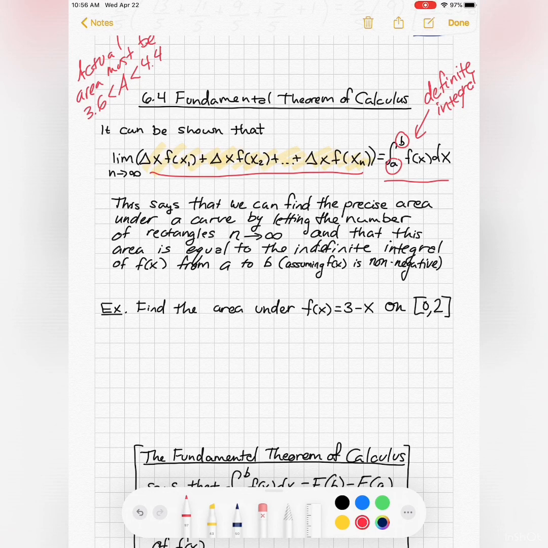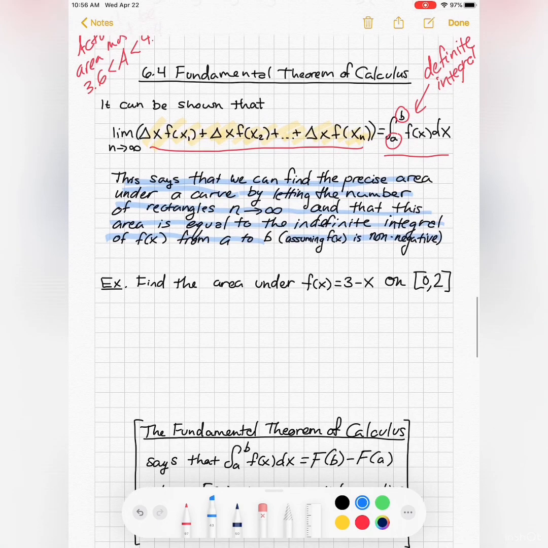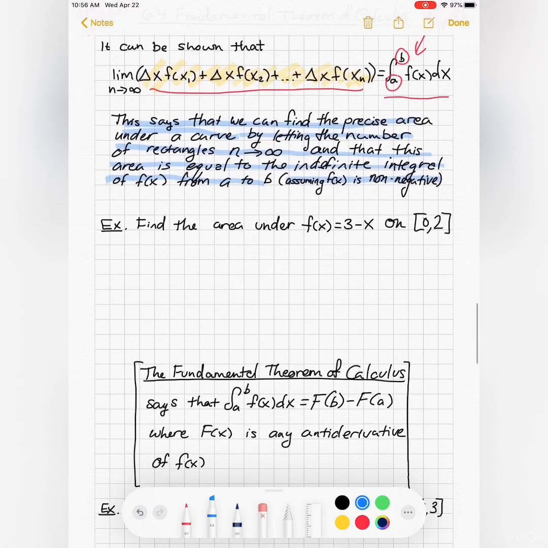So that's just kind of what I wrote out down here. So what did I write out? I said, this says we can find the precise area under a curve by letting the number of rectangles n go to infinity, and that this area is equal to the definite integral of f of x from a to b. Now, this is assuming that f of x is non-negative.